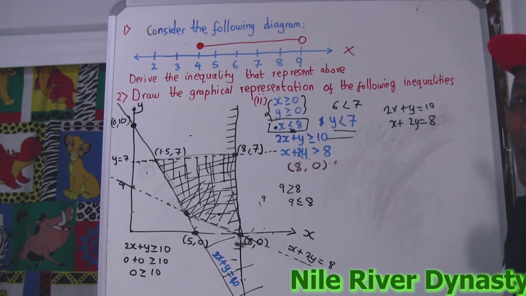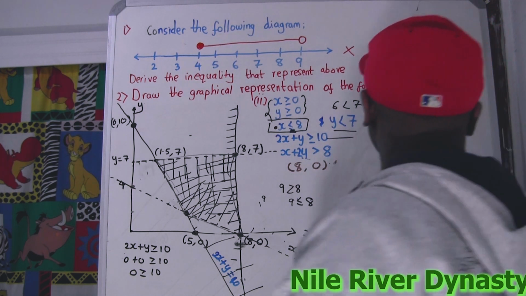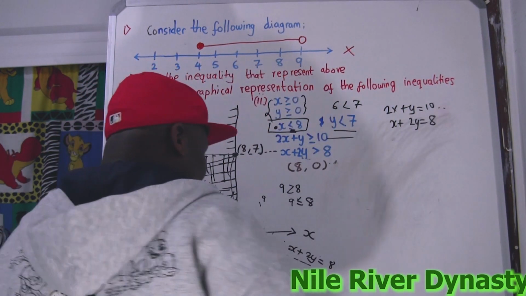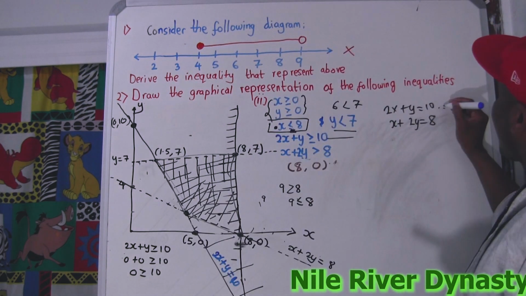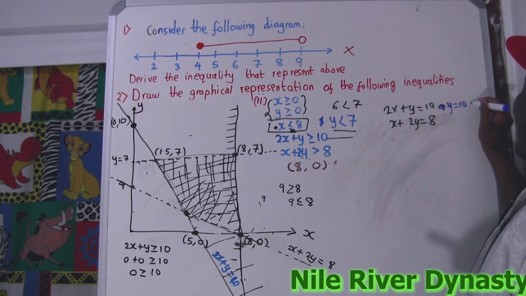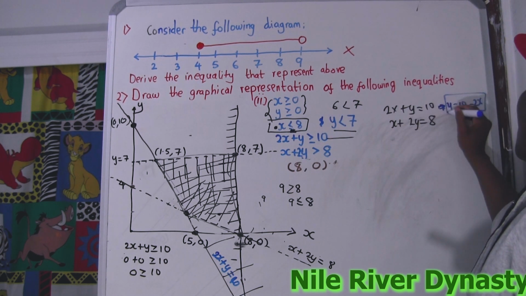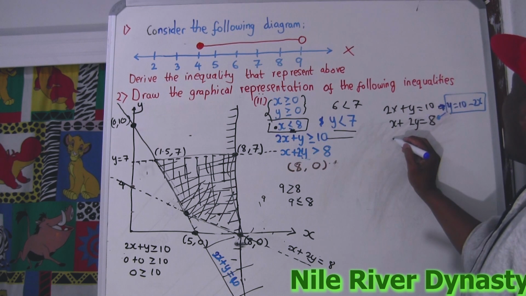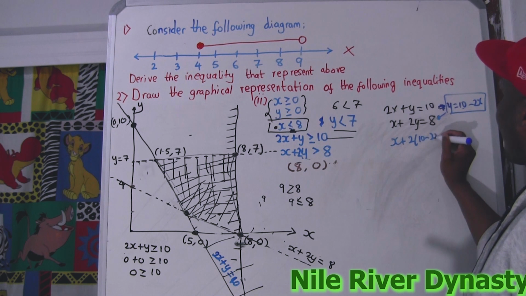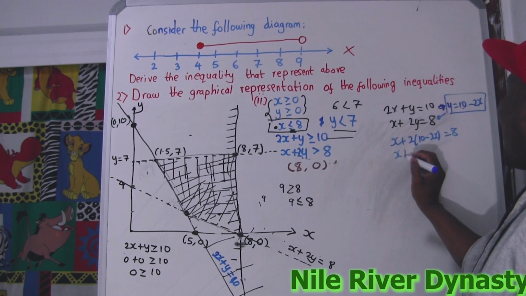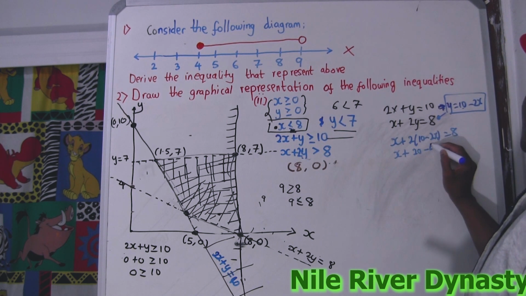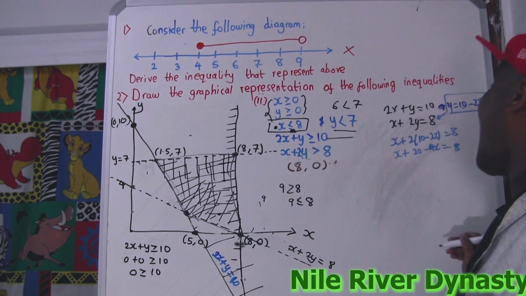There are a lot of ways you can solve this. Either you can make a variable the subject or you can solve by elimination. Let's make it the subject. I can make y the subject in the first equation: y equal to 10 minus 2x. Then we substitute this in the second equation. So x plus 2 times y, where y equal to 10 minus 2x, equal to 8. So this is going to be x plus 20 minus 4x equal to 8.